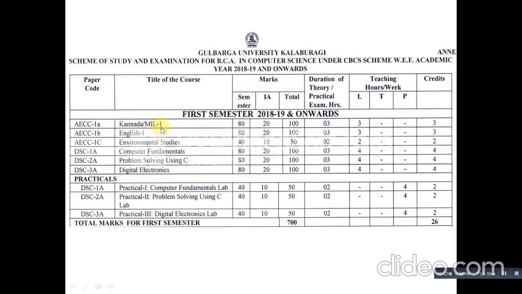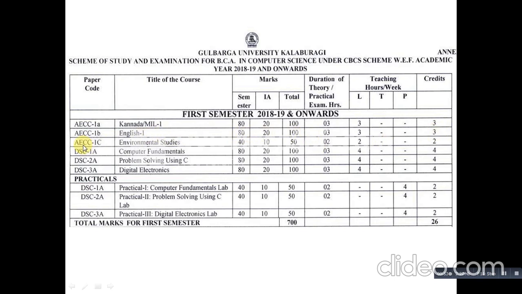Now you can see for the first semester of the BCA, there will be a subject AECC 1A, which is the paper code, and the subject title is Kannada, or you may choose Hindi. It is for 100 marks, 80 external and 20 internal. Total credits are 3. Similarly, AECC 1B is English 1, that is for 100 marks, 80 external and 20 internal, and it is also having 3 credits.